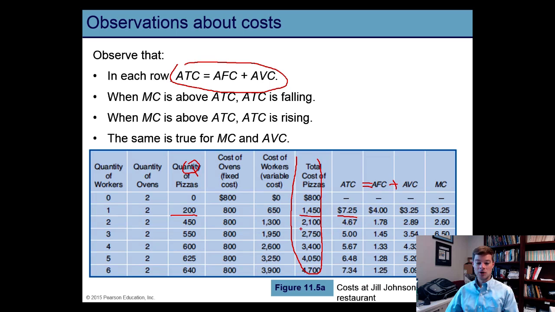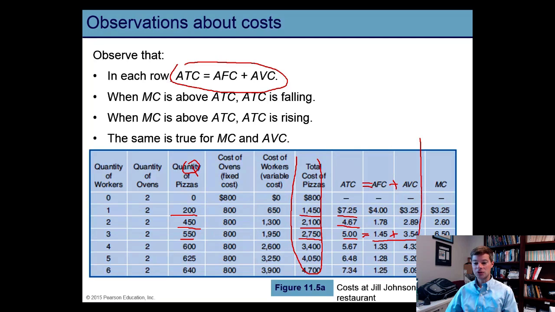Let's do one more row. Total cost of $2,100 divided by 450 pizzas is an average total cost of $4.67. Alternatively, I could say $1.45 in average fixed cost plus $3.54 in average variable cost equal average total cost of $5. And this is the same as a total cost of $2,750 divided by 550 pizzas.